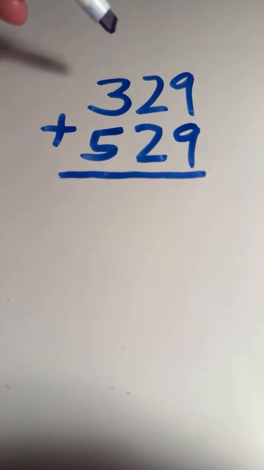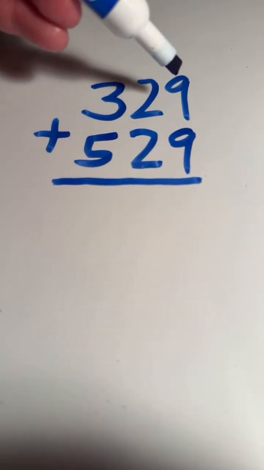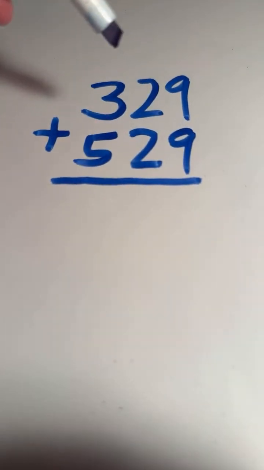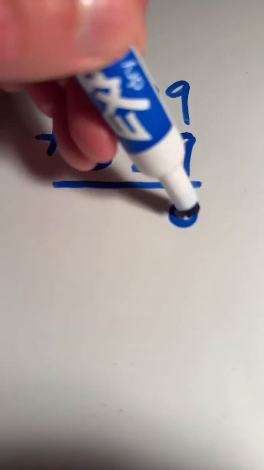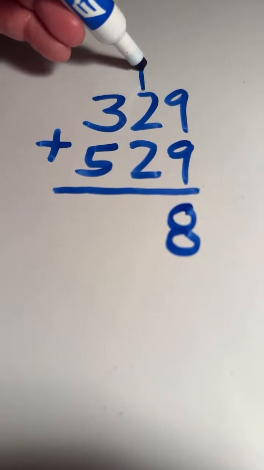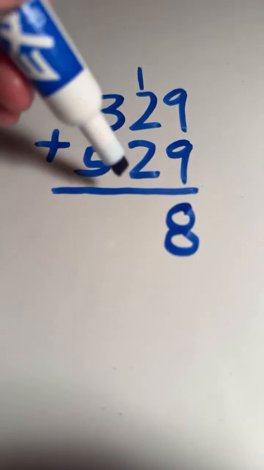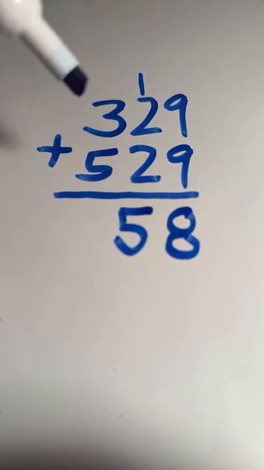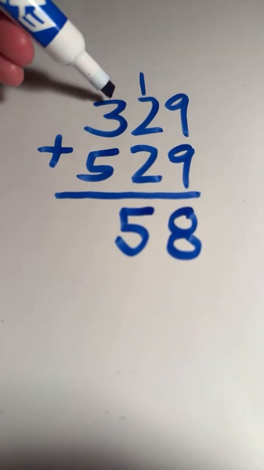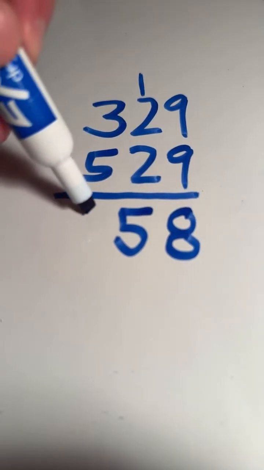329 plus 529. So starting in the ones place, 9 plus 9 equals 18. 8, carry the 1. 2 plus 2 equals 4, plus 1 equals 5. 3 plus 5 equals 8.